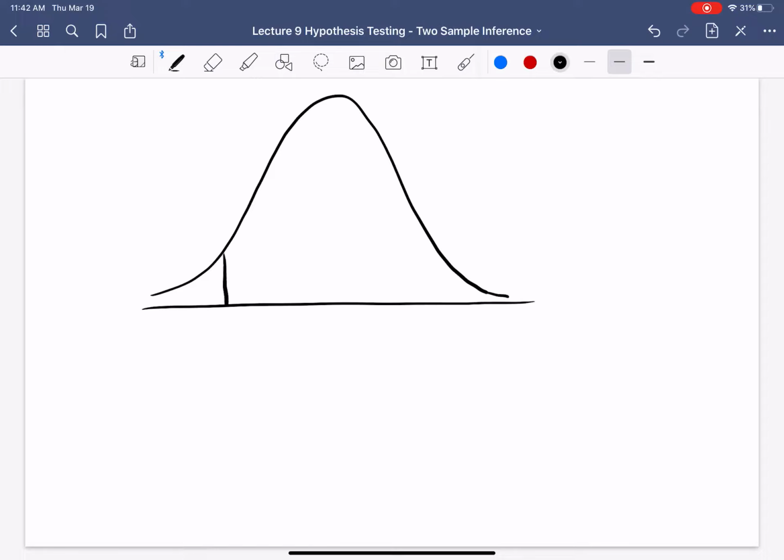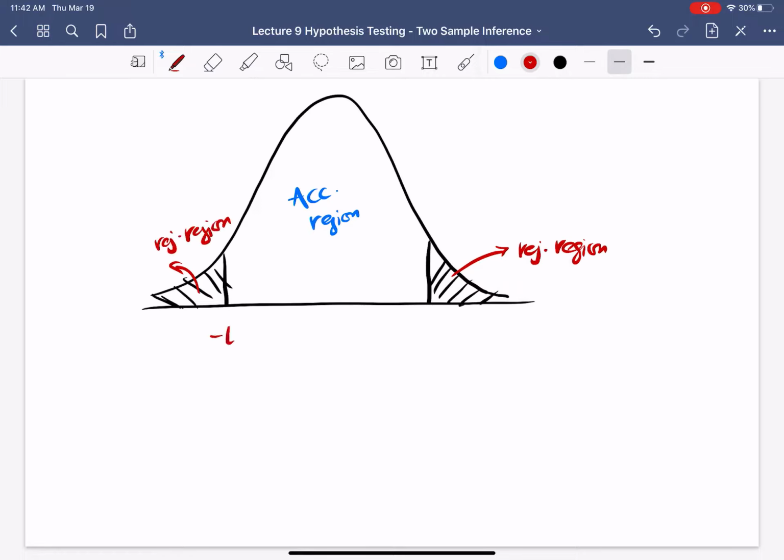So, and you have two stopping points. And you have the acceptance region, and you have the rejection region. So this value is minus t1 minus alpha by 2. This value is t1 minus alpha by 2. So this is when we do the critical value method.